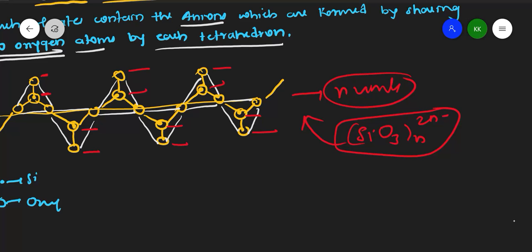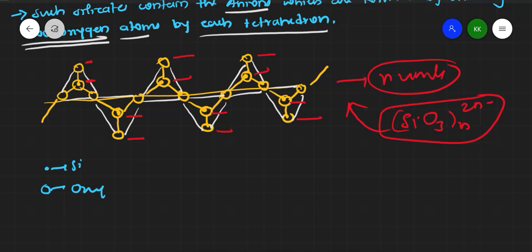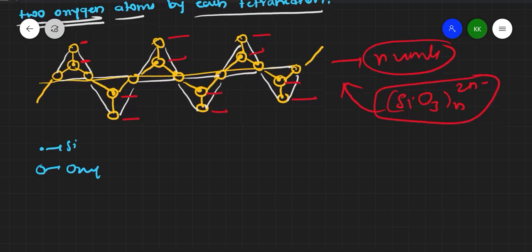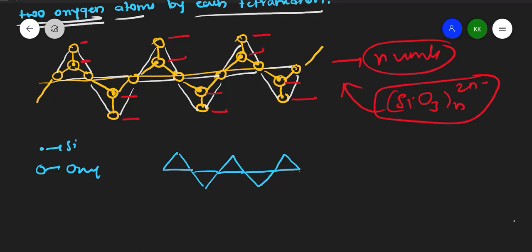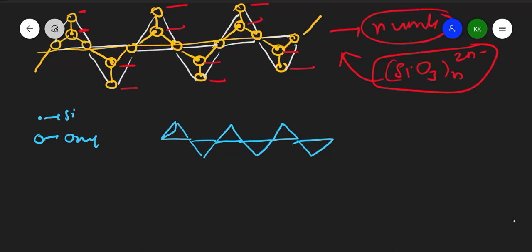This will be the unit. If I want to write it simply, it will be like this. See, like this you will get a chain silicate. So this is how we will get it. You can decorate it nicely like this. Like this we will get a chain silicate.